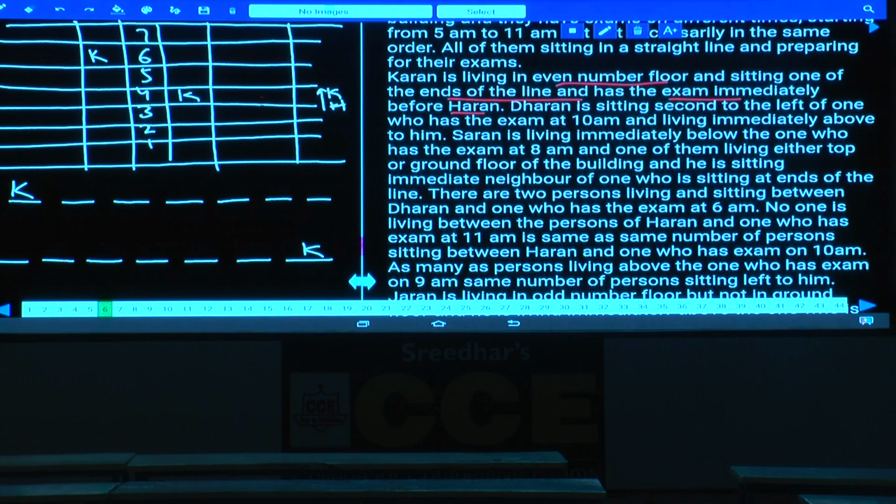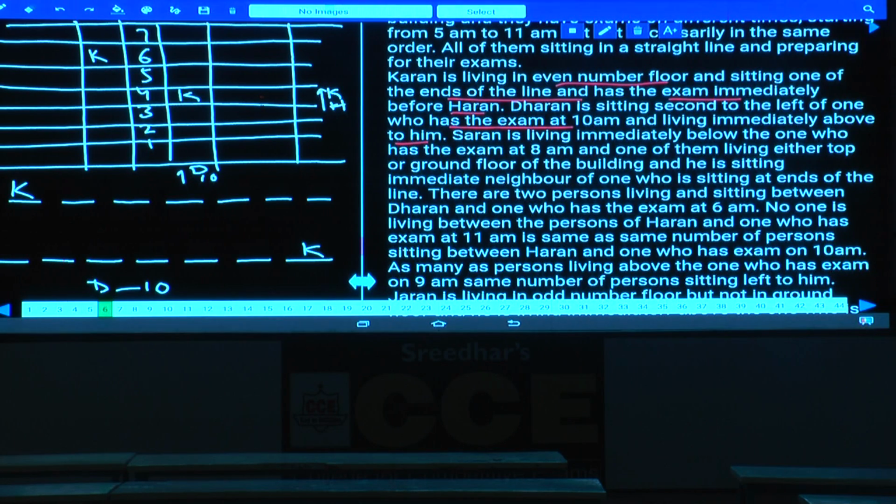Dharan is seated second to the left of the one who has the exam at 10 a.m. and living immediately above him. Dharan is living immediately above whom? Dharan is living immediately above the one who is having the examination at 10 o'clock.